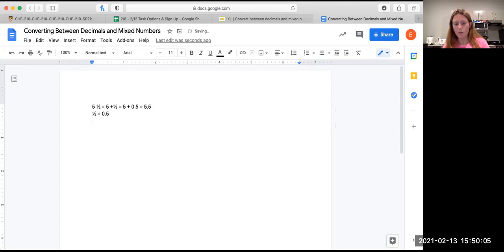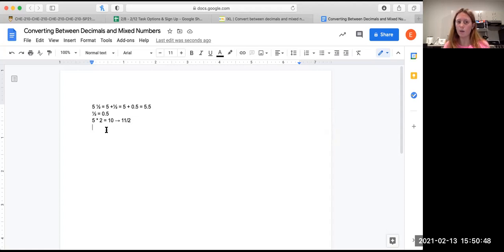Another way that you could do this, if you weren't sure, is you could convert this into an improper fraction by doing 5 times 2. So you multiply 5 by the denominator, 5 times 2 equals 10. And then you put that number in the numerator, so that's going to be equal to 11/2. I hope that makes sense. I just multiplied 5 times 2 and then added this 1. So that's how I got 11/2 for the improper fraction.